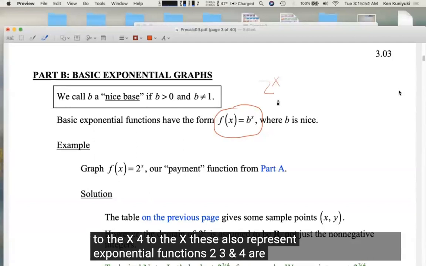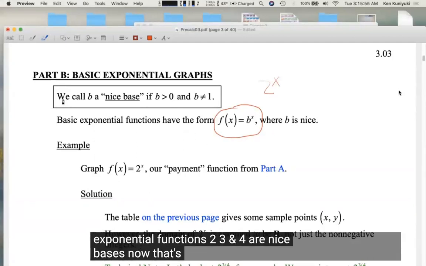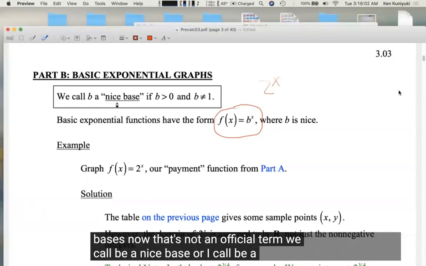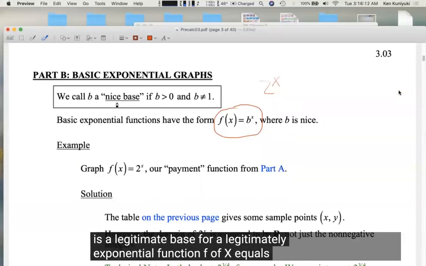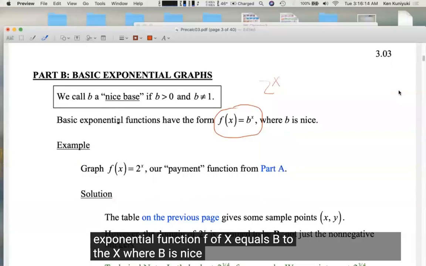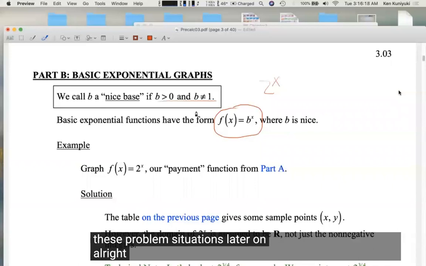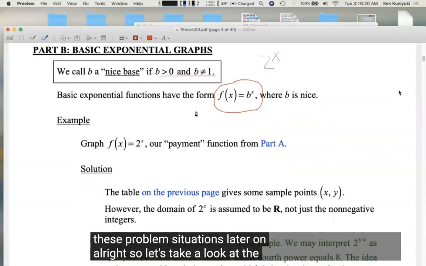2, 3, and 4 are nice bases. Now, that's not an official term. I call b a nice base if b is positive and not 1. Then it is a legitimate base for a legitimately exponential function, f of x equals b to the x, where b is nice. We'll discuss these problem situations later on. All right, so let's take a look at the graph of this.